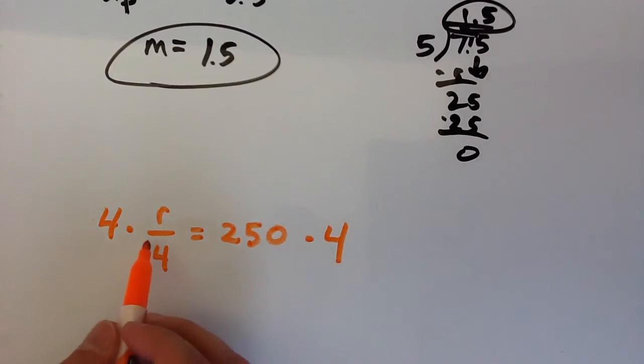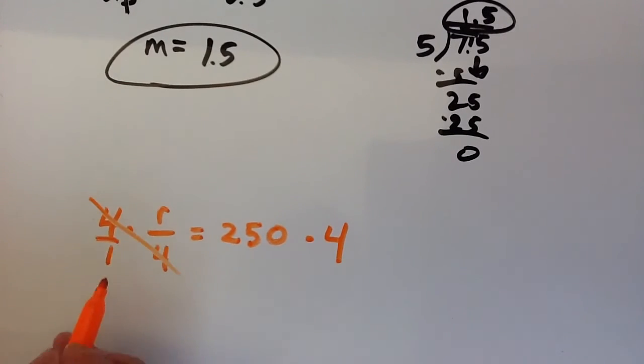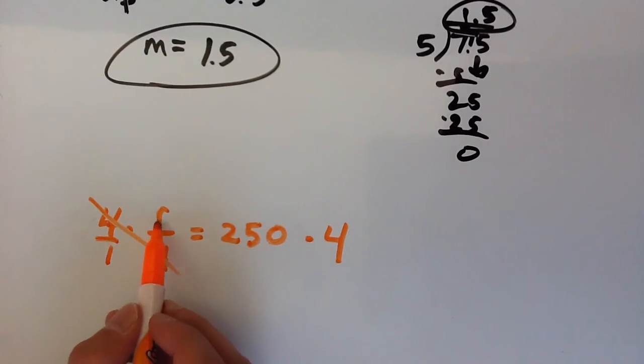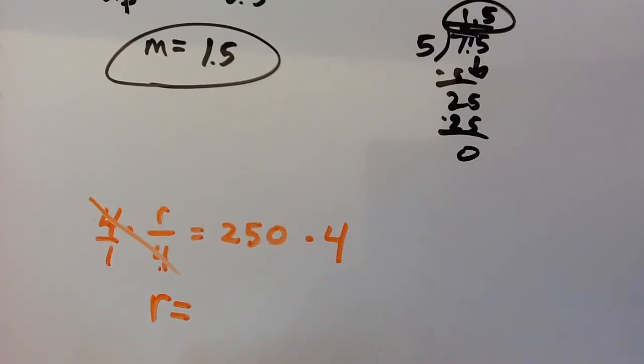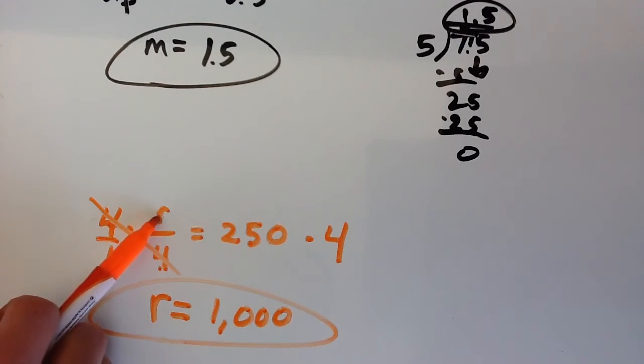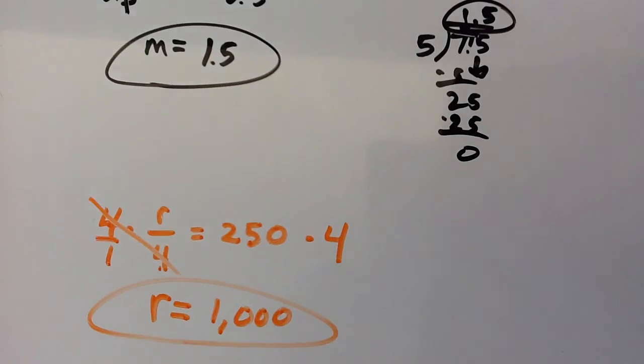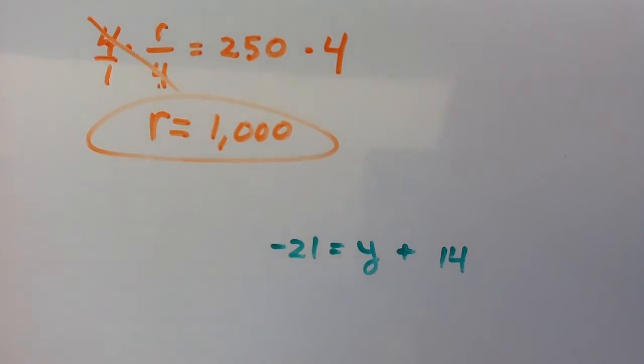Now when I do that, over here what happens is these 4s simplify because this is like 4 over 1. So you have a 4 in the top and the 4 in the bottom, and so they cross simplify. And so you're left with r over 1, which is just r, which is what you're looking for. So you have your variable on one side, you have your numbers on the other. What's 250 times 4? That would be 1,000, right? So r is 1,000. If you were to take 1,000 and plug it in for r, 1,000 divided by 4 would be 250. Next we have negative 21 equals y plus 14.